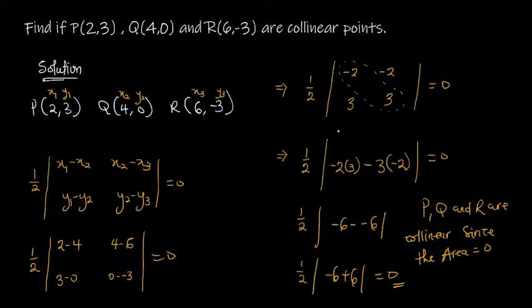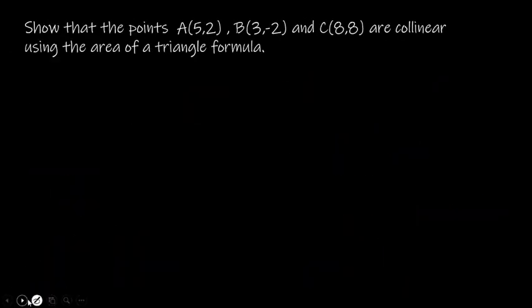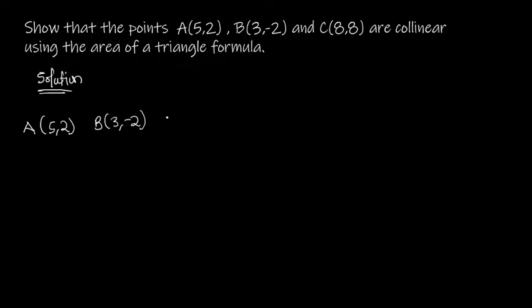Alright, so let's have a look at another example to further understand what we are talking about. We are to show that the points A, B, and C are collinear using the area of a triangle formula. Alright, so let's write down our solution. As usual, I'll write down my points. So I have 5, 2 for A, B with the coordinates 3, -2, and C with the coordinates 8 and 8. So I'll go ahead and label my coordinates. So this is my x1, y1, my x2, y2, my x3, y3.